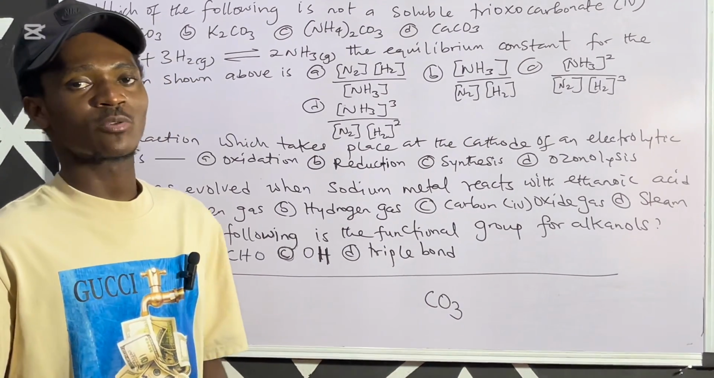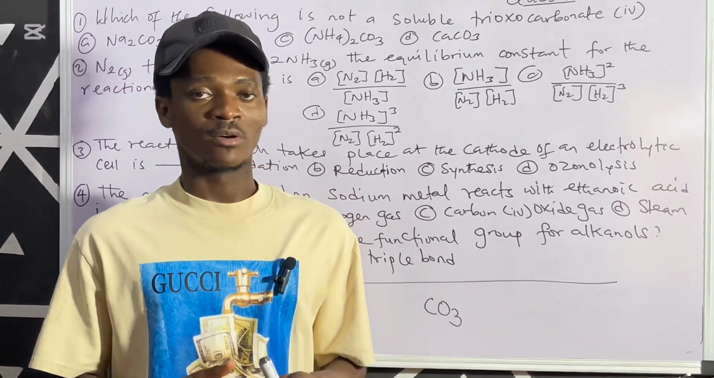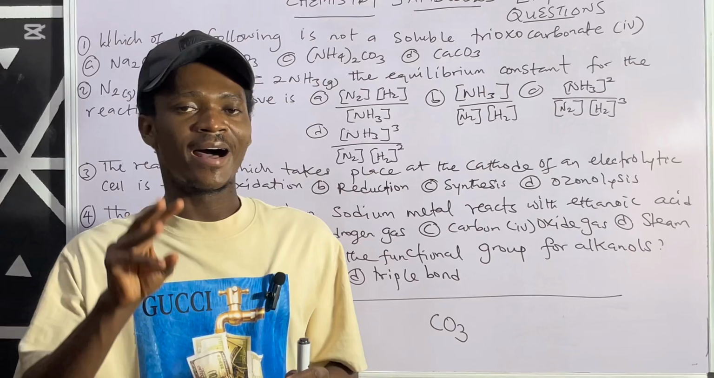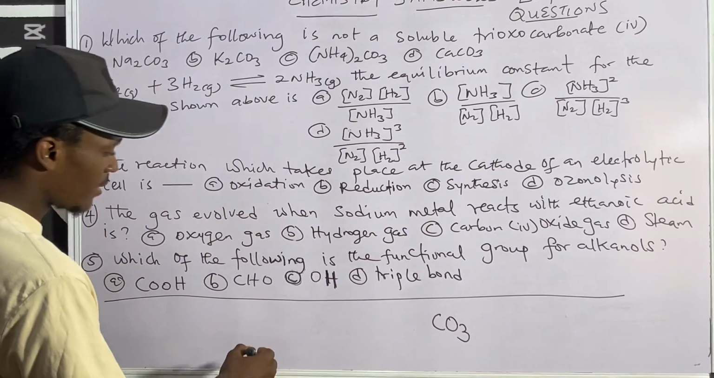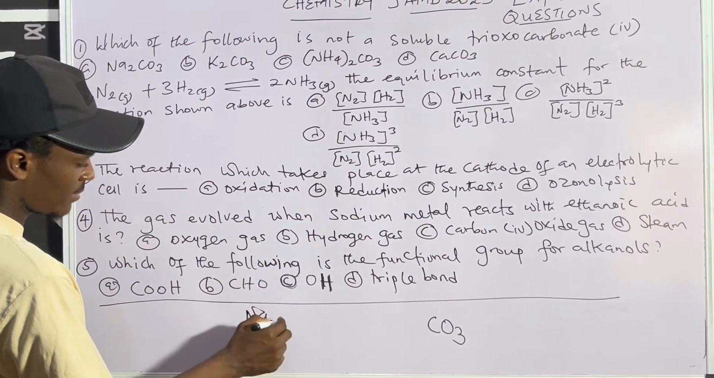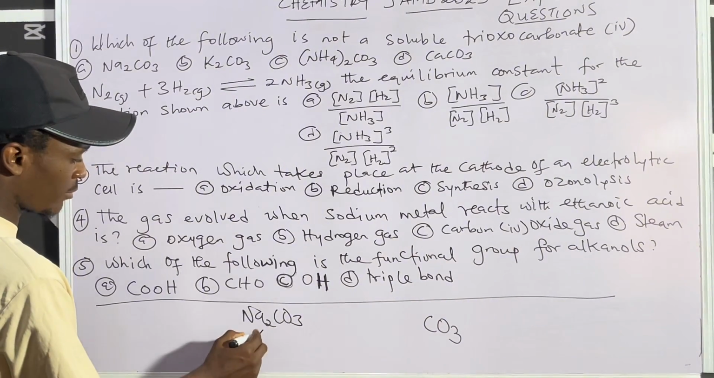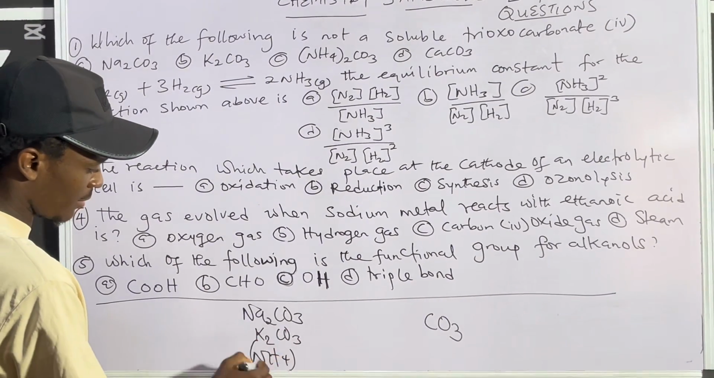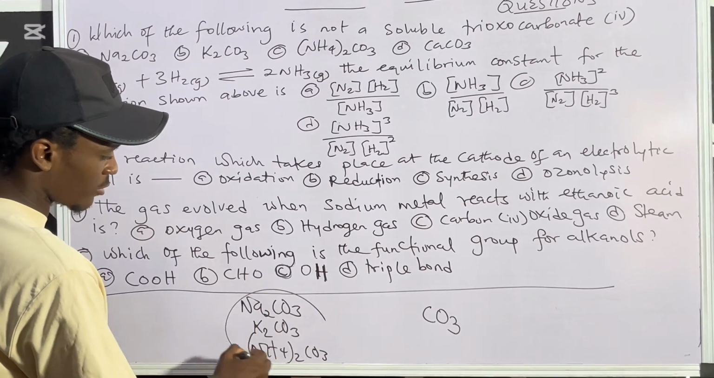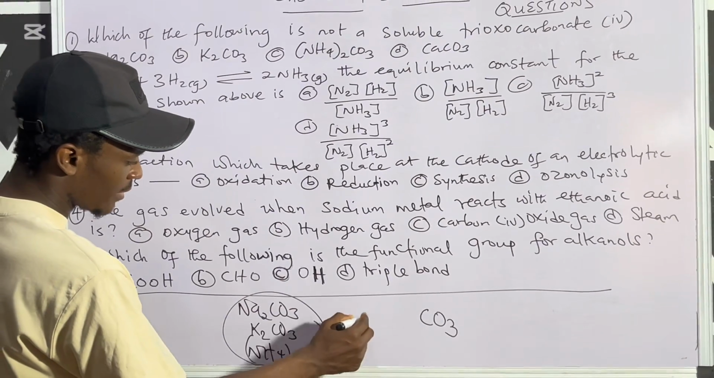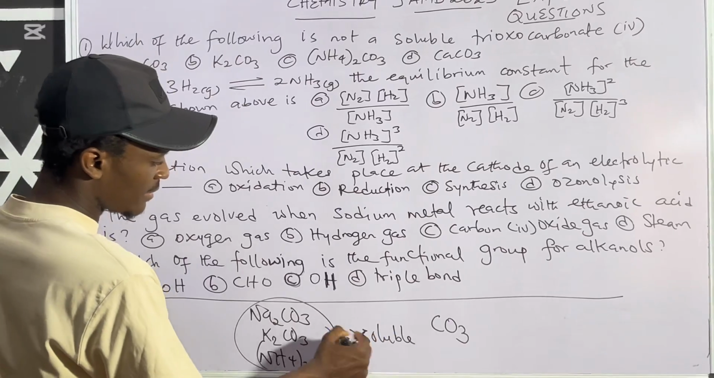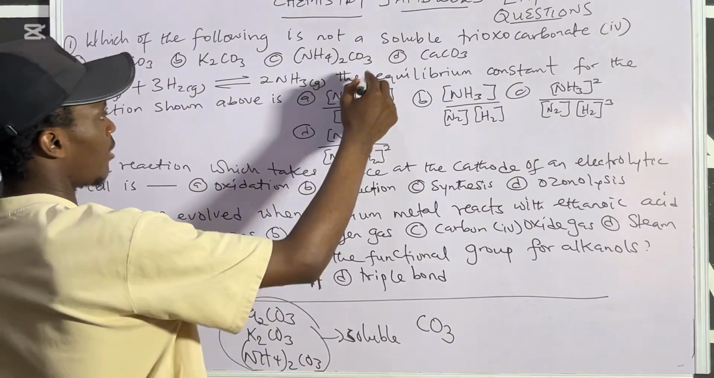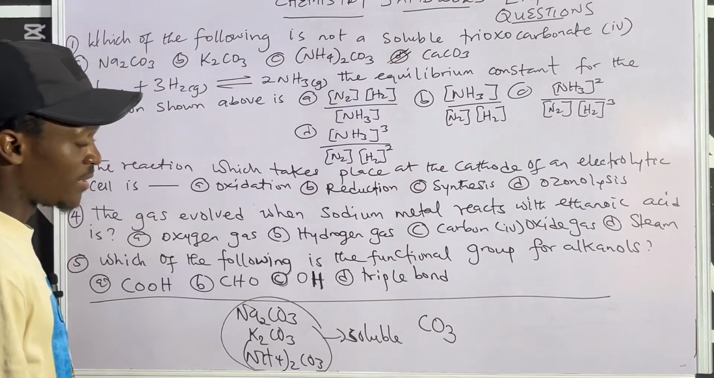And among the trioxocarbonates, the only compounds that are soluble are 3. And what are they? We have sodium carbonate, we have potassium carbonate, and we have ammonium carbonate. So these are the only trioxocarbonates that are soluble. The other trioxocarbonates are insoluble. So the correct answer to this question is option D. So please take note of this.